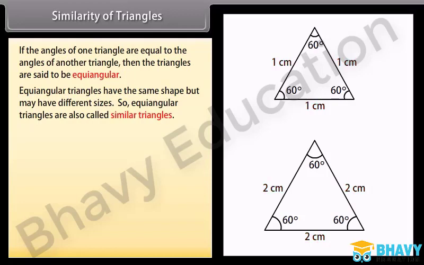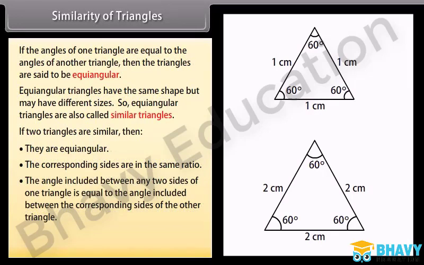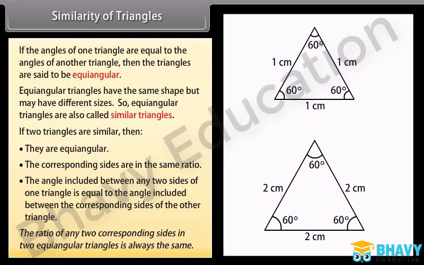Or we can say that if two triangles are similar, then they are equiangular, the corresponding sides are in the same ratio, the angle included between any two sides of one triangle is equal to the angle included between the corresponding sides of the other triangle. The ratio of any two corresponding sides in two equiangular triangles is always the same.